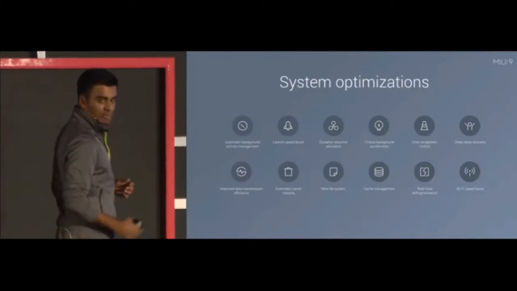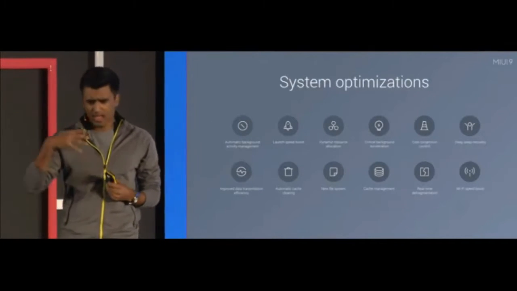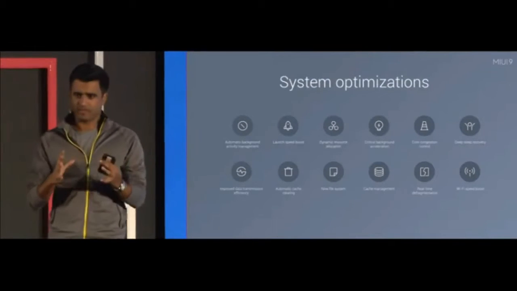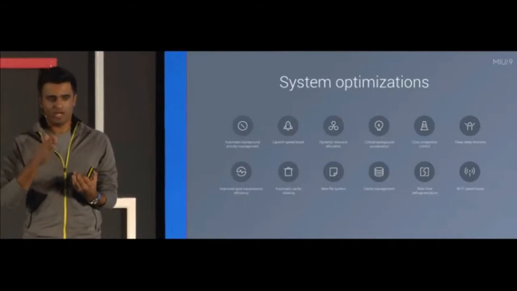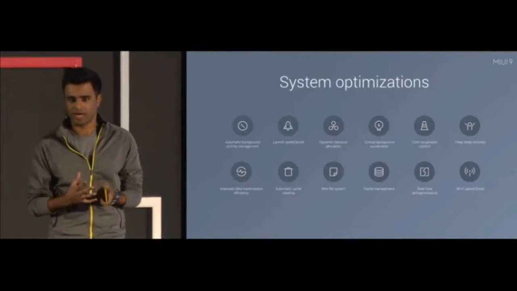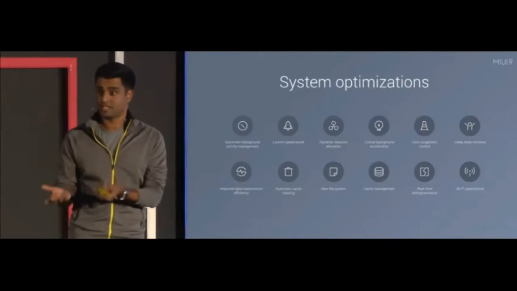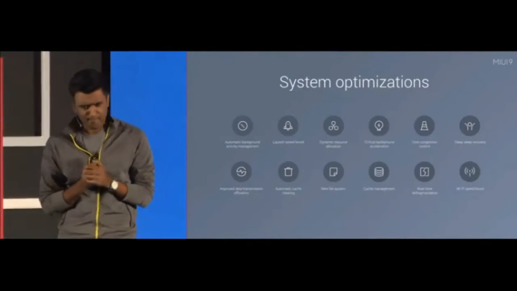So this one at the top left here, automatic background activity management. Basically what we do is we take the stuff that is not time sensitive that's happening in the background, and we make sure that it runs in serial, so one after another instead of all at the same time. And this is so that the stuff that's happening in the foreground doesn't have any bottlenecks because of background activity.